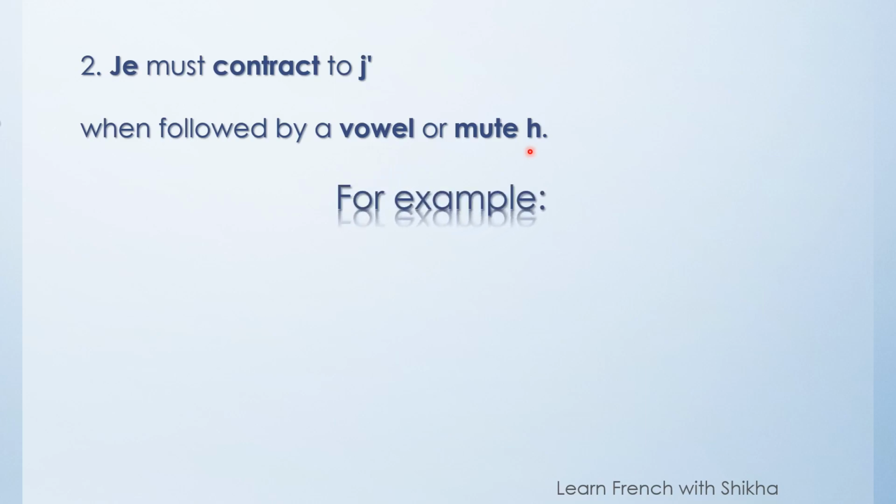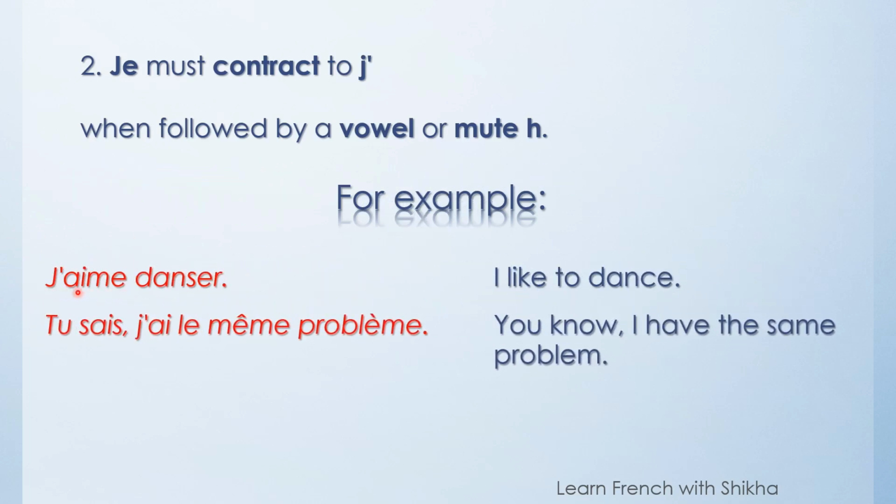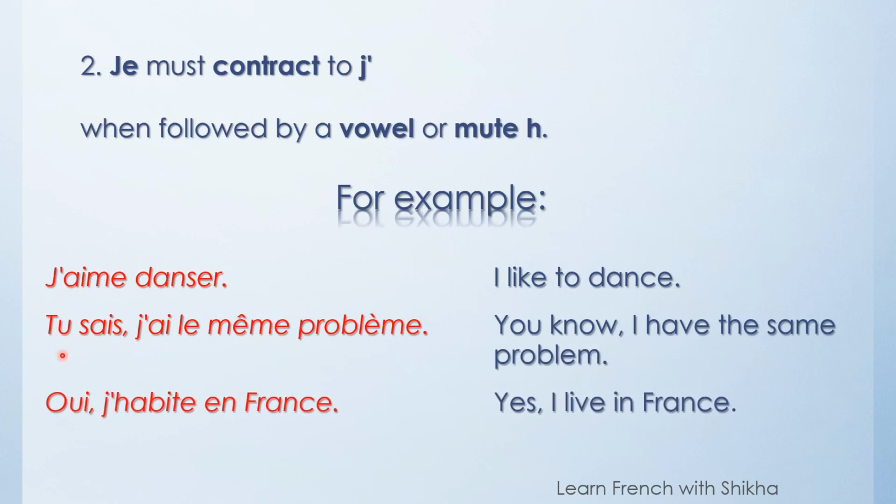For example, j'aime danser. I like to dance. So you can see the verb aimer is used here, where a is a vowel. So that is the reason we have used j apostrophe. Tu sais, j'ai le même problème. You know, I have the same problem. So here again our verb starts with a vowel. We have used j apostrophe instead of je. Oui, j'habite en France. Yes, I live in France. So h is silent. So we have used j apostrophe.